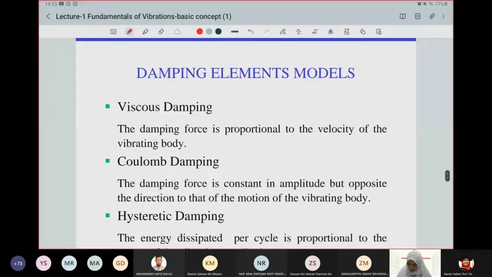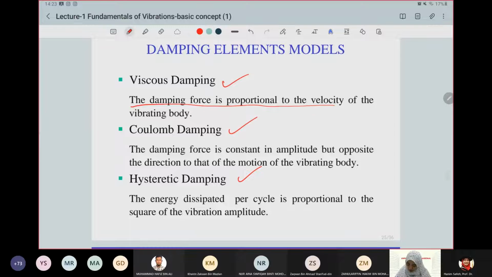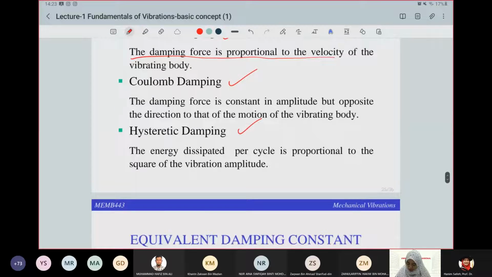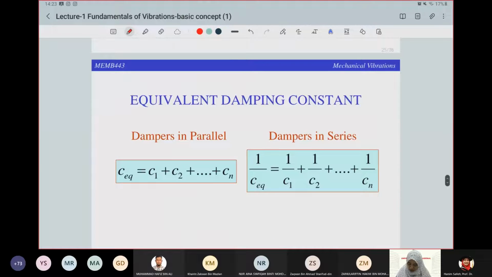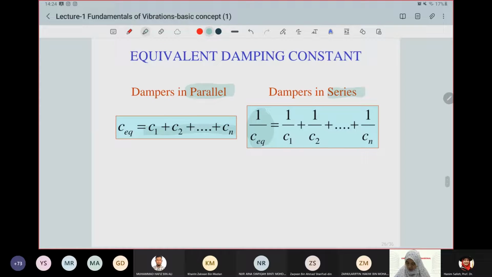So there are different types of damping elements. We have viscous, Coulomb, and hysteretic. Normally the simplest one, that's why you see a lot of viscous damping that we use as an assumption, because it's linearly proportional to the velocity. It's the easiest damping coefficient. The rest are not linear. Then you have to know if it's in parallel, very similar to your stiffness. If it's parallel, you add them up. If it's in series, you take the summation of the inverses.